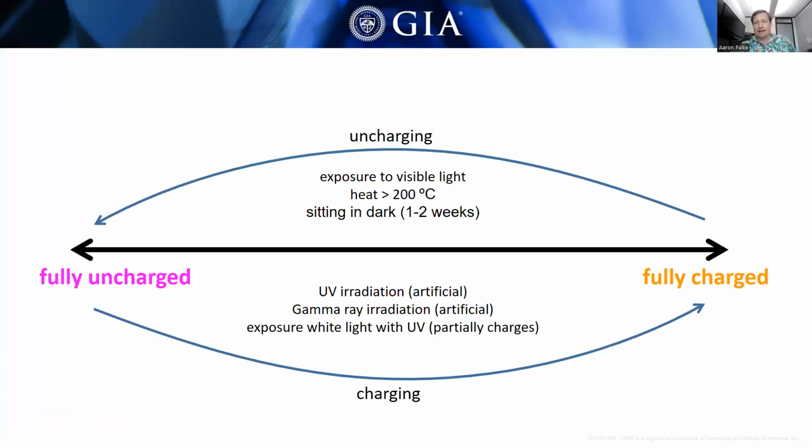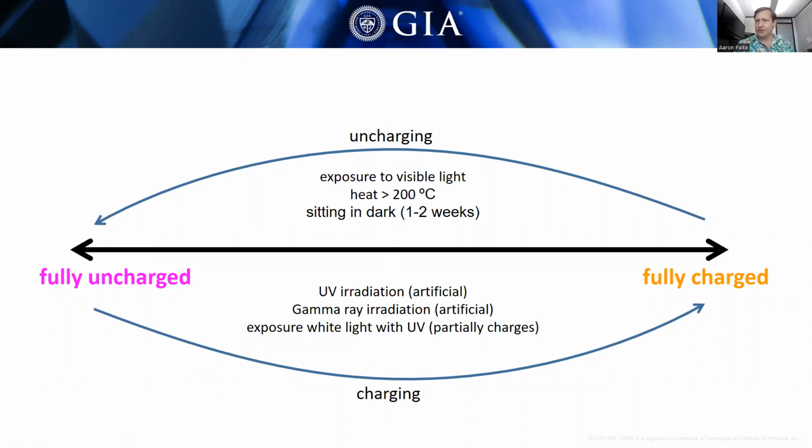So here's a schematic diagram I put together of what's going on in these tenebrescent sapphires. We have on the left the fully uncharged state, on the right the fully charged state. We can get to the fully charged state with intense exposure to intense ultraviolet radiation, gamma ray radiation, X-ray radiation, and we can partially get to that charged state with exposure to white light that has some UV component in it. Now we can get to the uncharged state by exposure to visible light without a UV component.